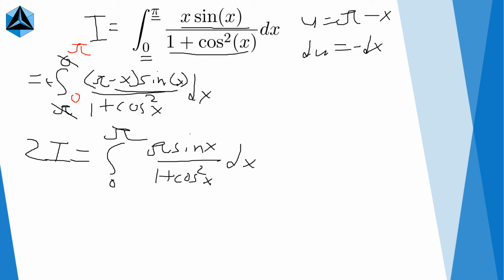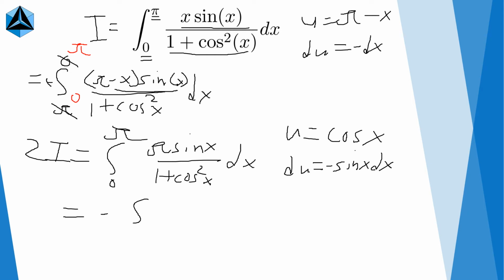And over here now we can make a u sub, let u is equal to cosine of x. So du is equal to negative sine of x dx, and so from here the rest is pretty easy. So we get 2I is equal to negative integral from 1 to negative 1 of pi over 1 plus u squared.